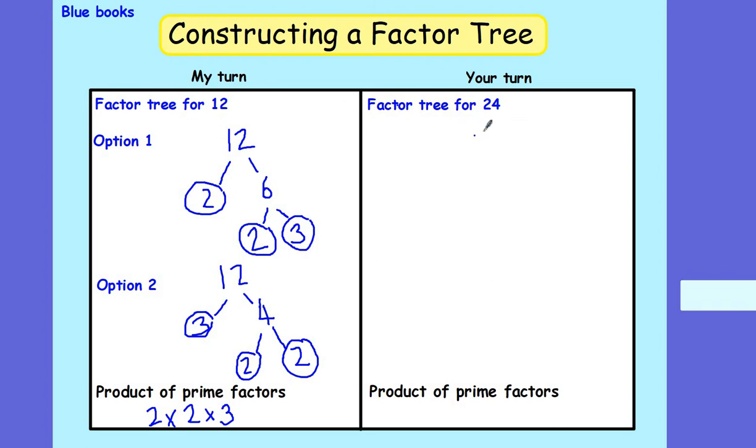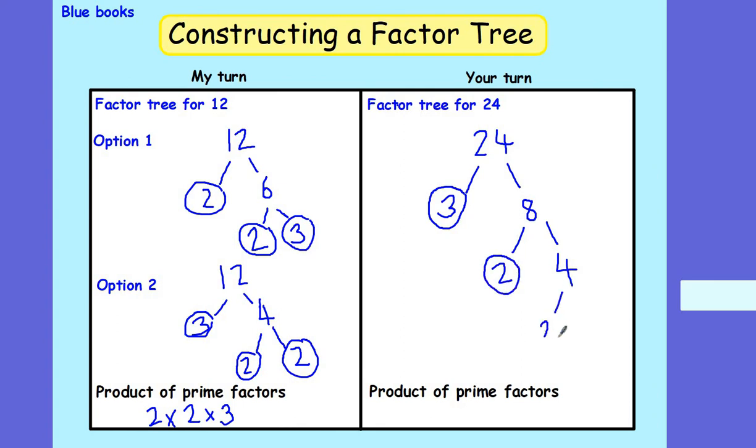Okay, let's go through the answer. We've got 24. Now you could have done this in multiple ways. I'm going to start by splitting 24 into 3 and 8. I can't split 3 up anymore, so 3 stays as it is because it's a prime number. I can split 8 into 2 and 4. I can't split 2 up anymore because 2 is a prime number, but I can split 4 up into 2 and 2.